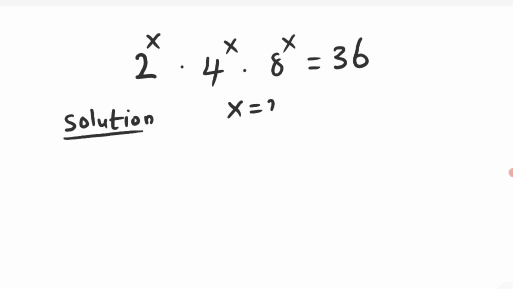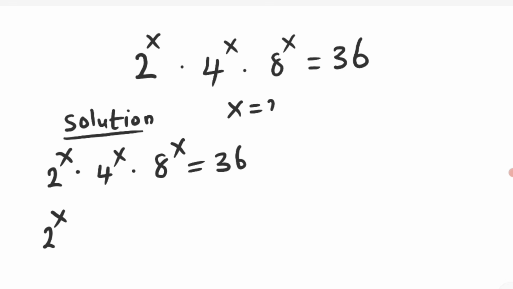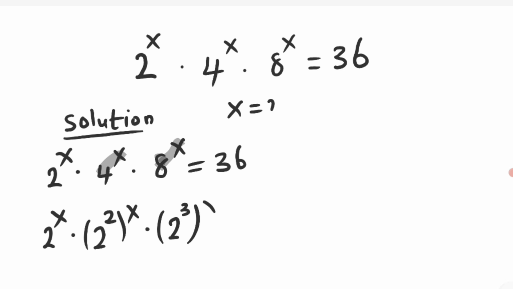Then we have the given equation here, 2 raised to power x multiplied by 4 raised to power x multiplied by 8 raised to power x is equal to 36. Now 2 raised to power x here multiplied by this 4 raised to power x can be written as 2 squared to the power of x, multiplied by this 8 raised to power x can be written as 2 raised to power 3 to the power of x, is equal to 36.